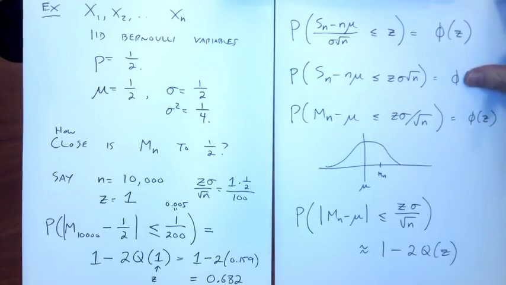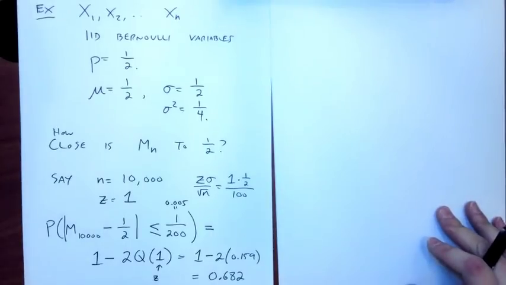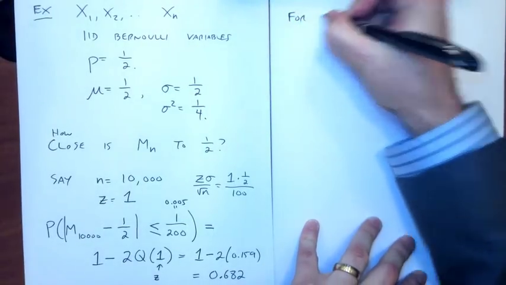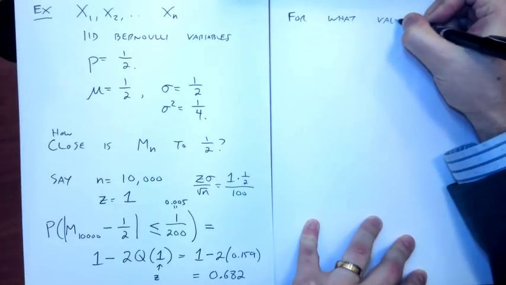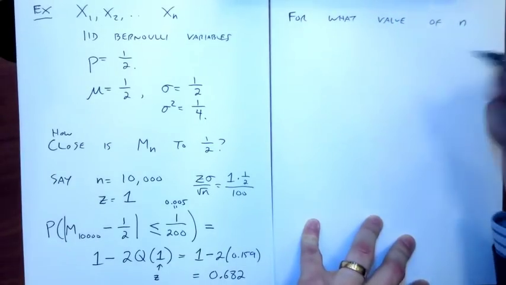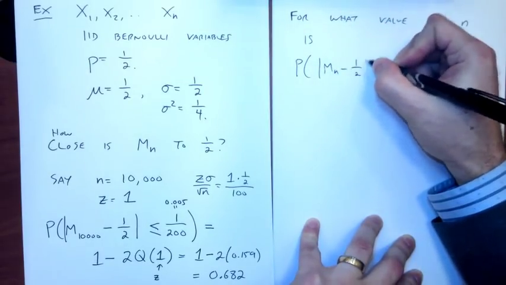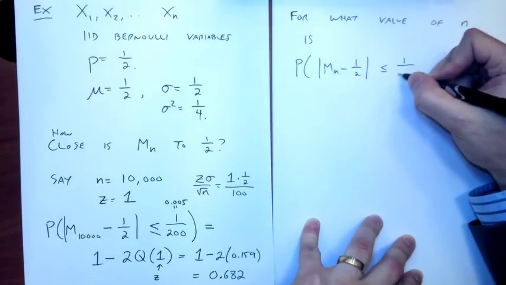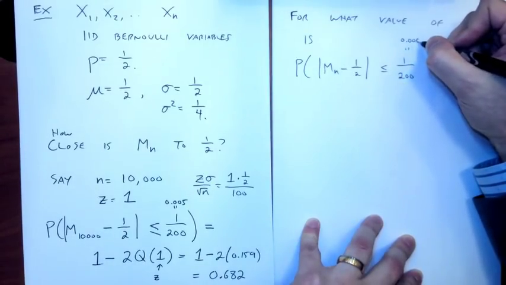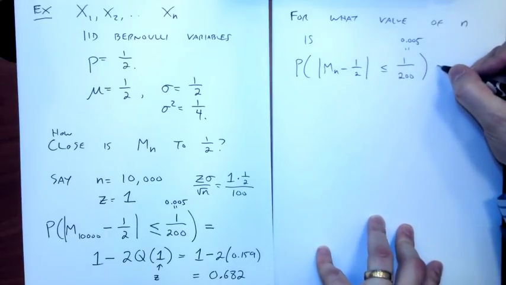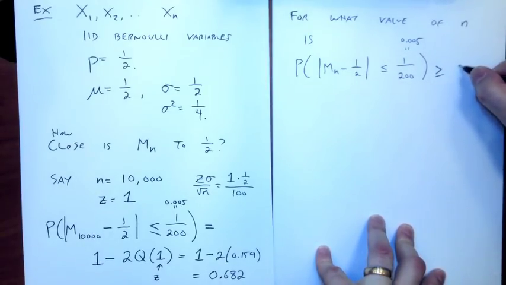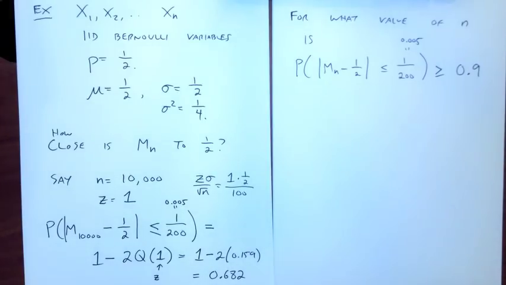And so I can use this mechanism to ask questions like the following. Let's suppose I wanted to know, for what value of n is the probability that I am within the same amount, the same 1/200ths, 0.005, at least 90%, at least 0.9? So how many flips would I need to ensure with 90% certainty that I would be that close to the mean, right? So now I'd have to do some reverse engineering.